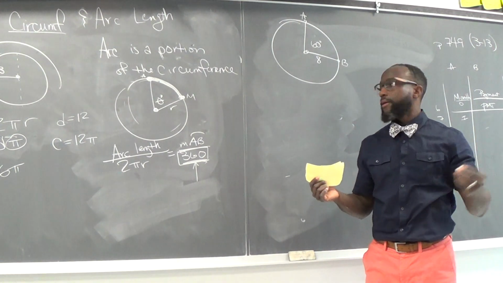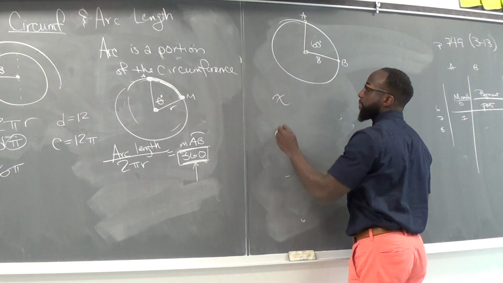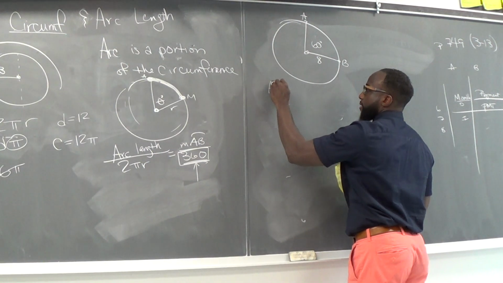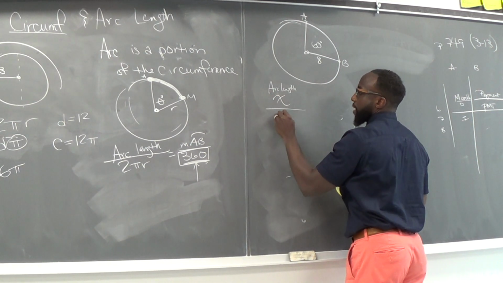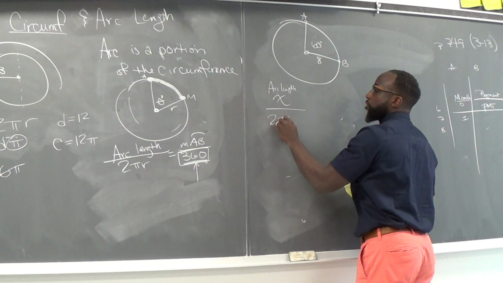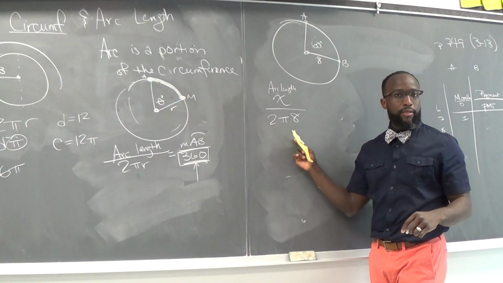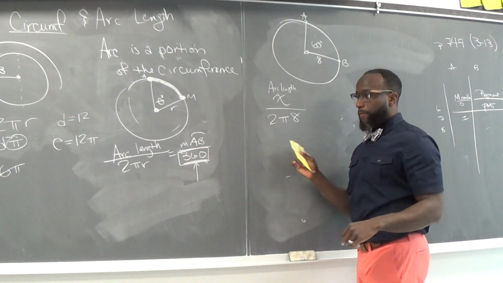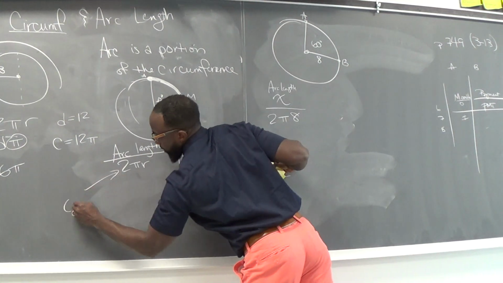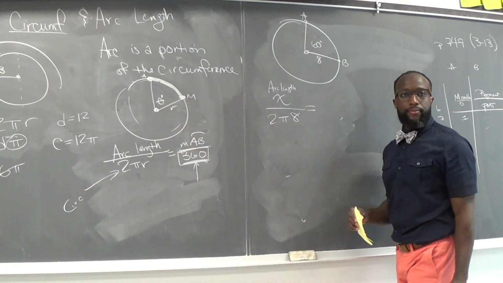Yes, Kiara? You put x over... X means what? X is the arc length, right? Alright, so arc length, x over what? 2 pi 8. What's 2 pi 8? 2 times 8, 2 times 16, the circumference, right? So that equals what?